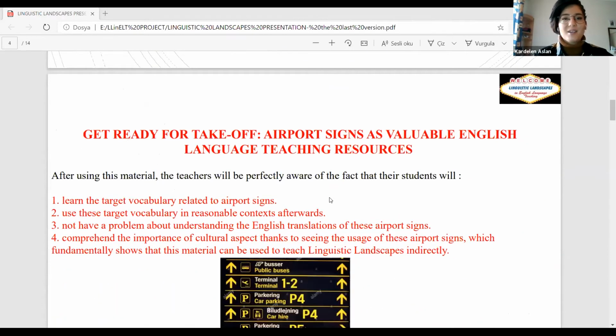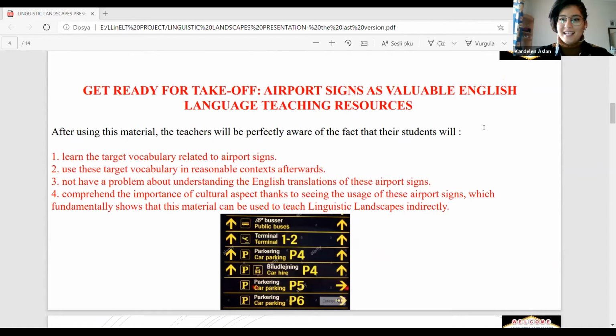Okay, let's get started. Get ready for takeoff. Airport signs as valuable English language teaching resources. Firstly, I've chosen this topic because we are surrounded by so many airport signs around us. For example, when we visit an airport, we see so many signs there. So to understand the meanings and the translation of these signs, we should have an idea about these linguistic landscape markers. And also, I can clearly say that this material can be used for general English classes whose level will be A2, which is known as lower intermediate, and also for aviation English classes for a specific purpose.